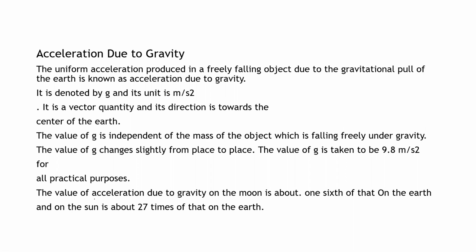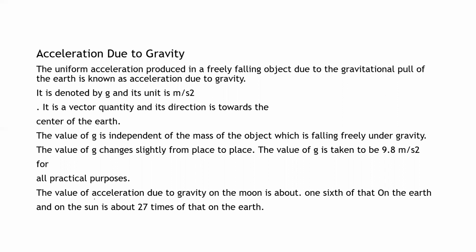This is acceleration due to gravity. See here, the definition and unit we have already discussed. Next, acceleration due to gravity is a vector quantity. Why? Because acceleration depends on both magnitude and direction, therefore it is called a vector quantity, and its direction is towards the center of the earth.